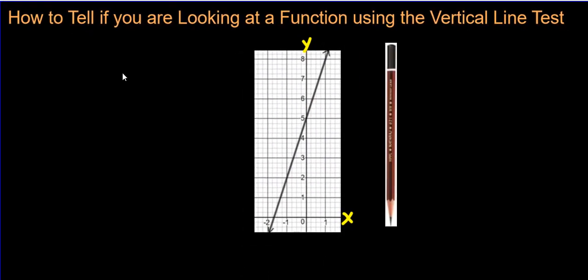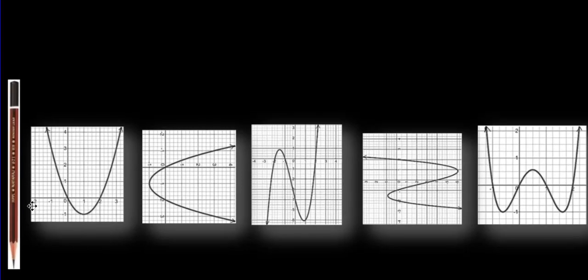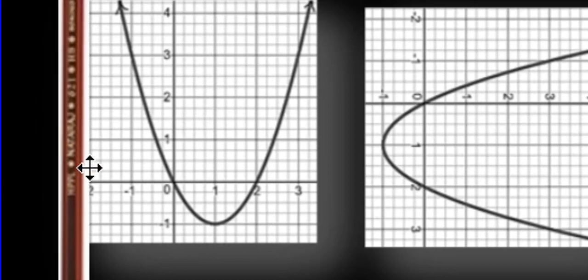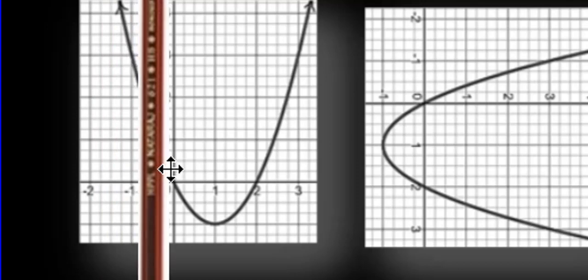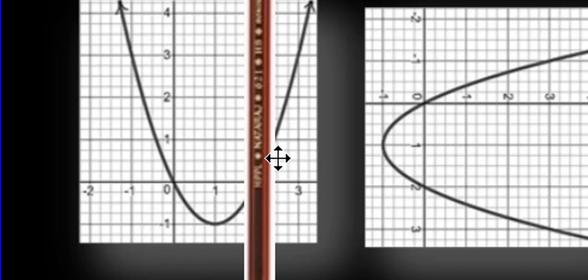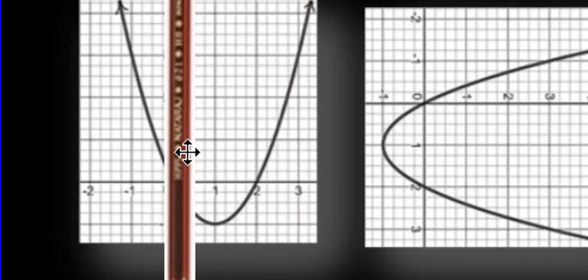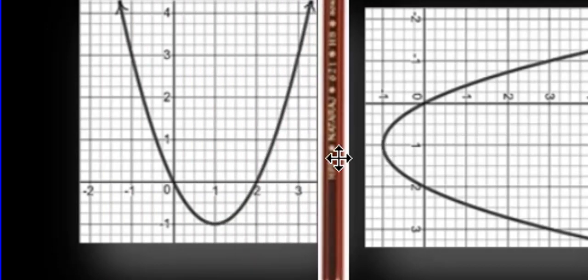Let's see if this is true on the next page. We've got our pencil all set up here, and let's go with the first graph. Maybe we'll zoom in on the first graph, and let's go across. Look at that. The pencil is only touching that parabola in one spot at any given time. Hopefully you can see that. It's never touching two spots. If you're still a little confused, let's look at the next graph.